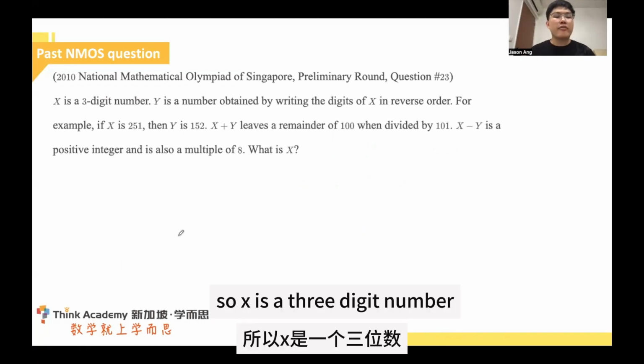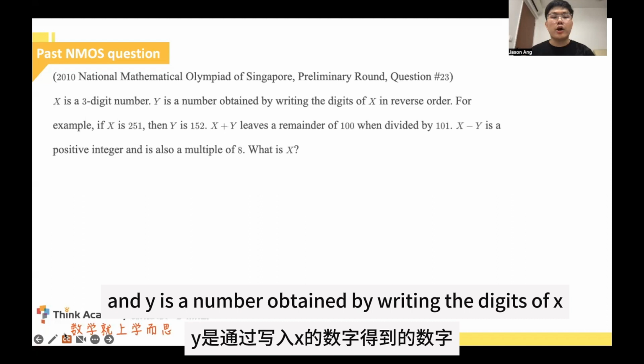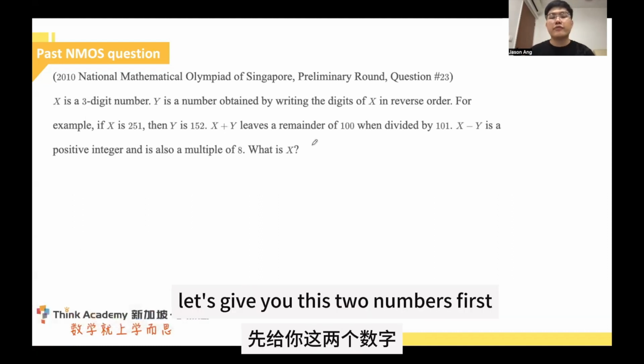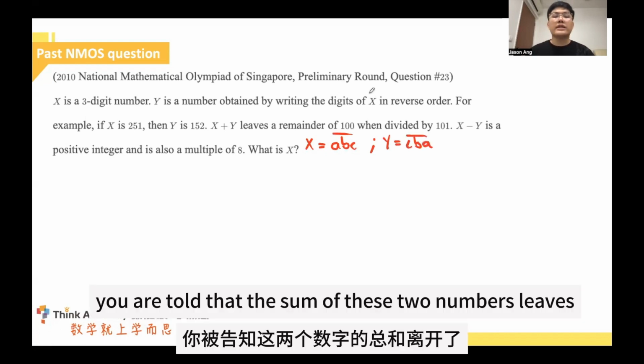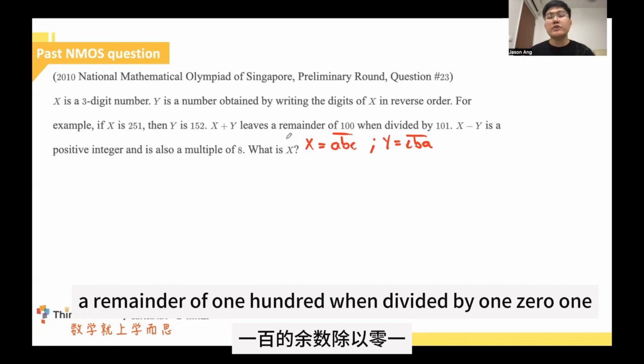So X is a 3-digit number and Y is a number obtained by writing the digits of X in reverse order. So let's give you these two numbers first. X can be written as ABC, and Y written as CBA. You are told that the sum of these two numbers leaves a remainder of 100 when divided by 101.